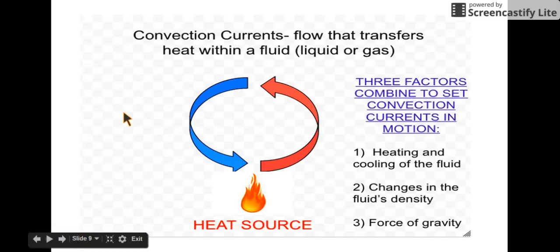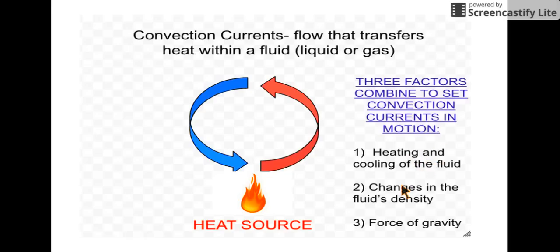It's important that you know that for a convection current, there are three things that need to combine in order to get a convection current in motion. One, and we've talked about this, you need to have a heating and cooling of the fluid. So we have a heat source. So we have a place down here where the fluid can get hot, and then it rises, and when it gets farther away, it will cool, and then it will sink. So we have differences in temperatures, another way to talk about this factor. Heating and cooling of the fluid, or differences in temperature in the fluid.